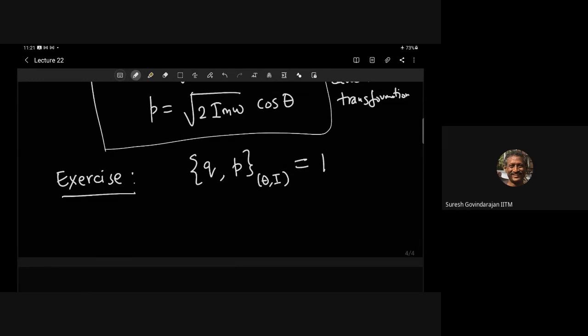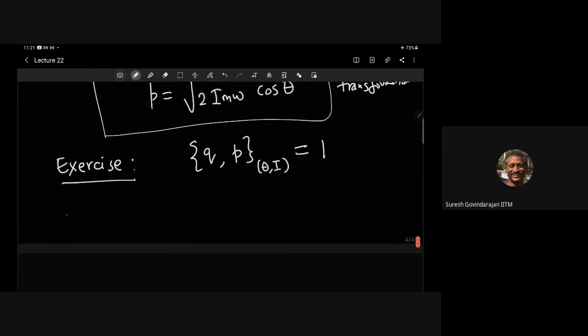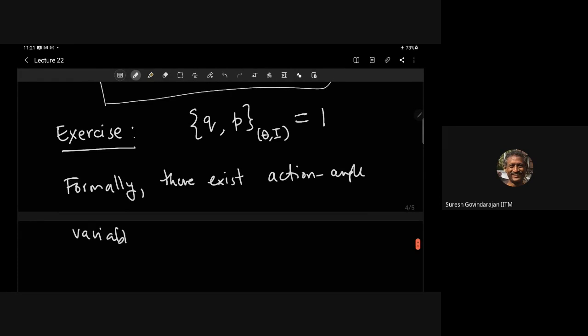Okay, so we are done. Of course here we can be explicit, but at least formally, there exist action angle variables for any 1D potential. So for the quartic case, I think it can be written in terms of elliptic functions.